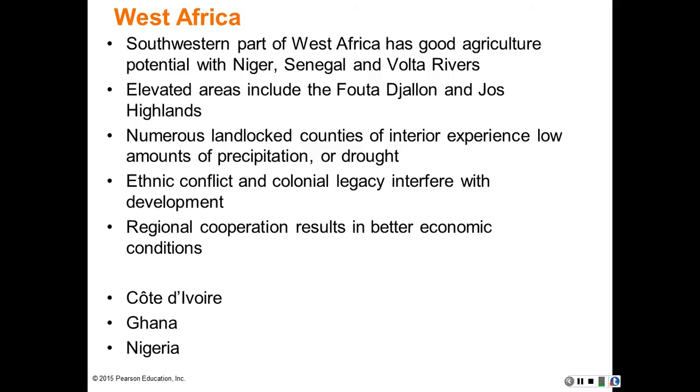There are numerous landlocked countries of the interior that experience low amounts of precipitation or occasional droughts. Ethnic conflict and colonial legacy interfere with development even in this day. Regional cooperation, as we've seen in many cases in other regions, can result in better economic conditions. We'll discuss 3 countries in West Africa in particular in this lecture: Côte d'Ivoire, Ghana, and Nigeria.